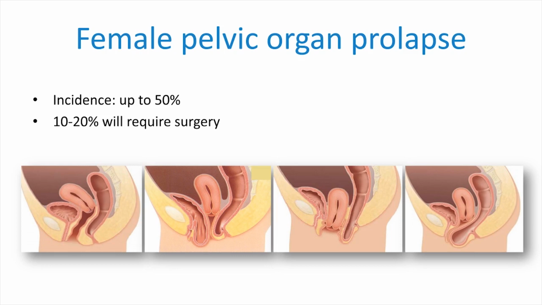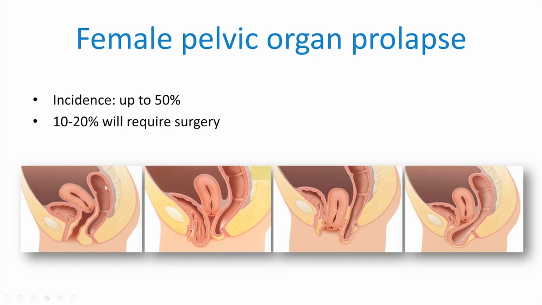When we have pelvic floor dysfunction, in simple terms, there are two main groups of symptoms. The first is the symptom of pelvic organ prolapse, or vaginal prolapse, and this will occur in up to 50% of women after childbirth, and 10 to 20% of women will require surgery for that.